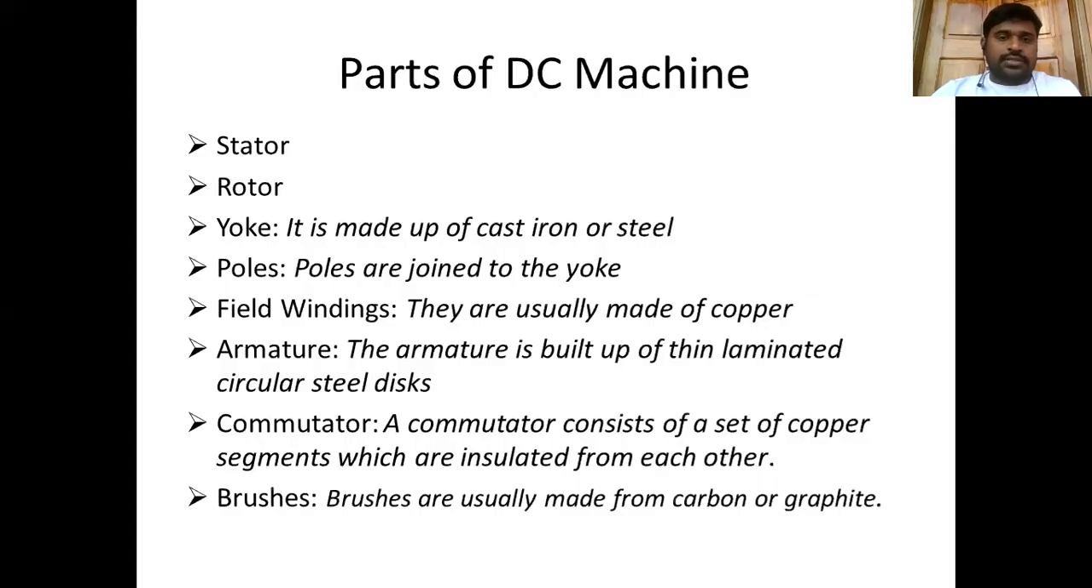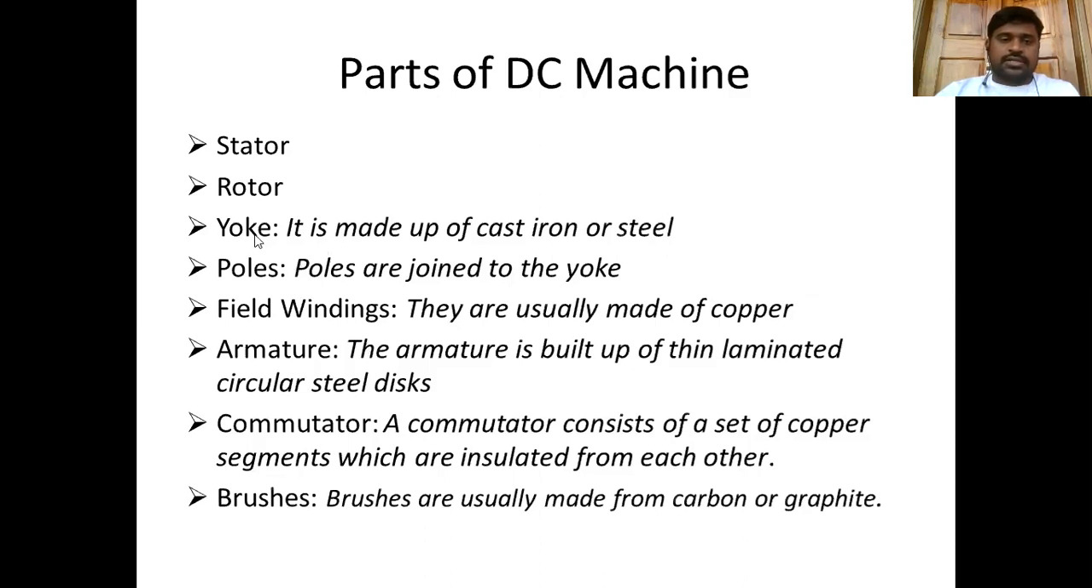Today, I'm going to discuss the construction of a DC machine. Let us see the basic parts of a DC motor. We know that the basic parts of a machine are stator, rotor, yoke, poles, field windings, armature, commutator, and brushes. These are the main parts of a DC machine.